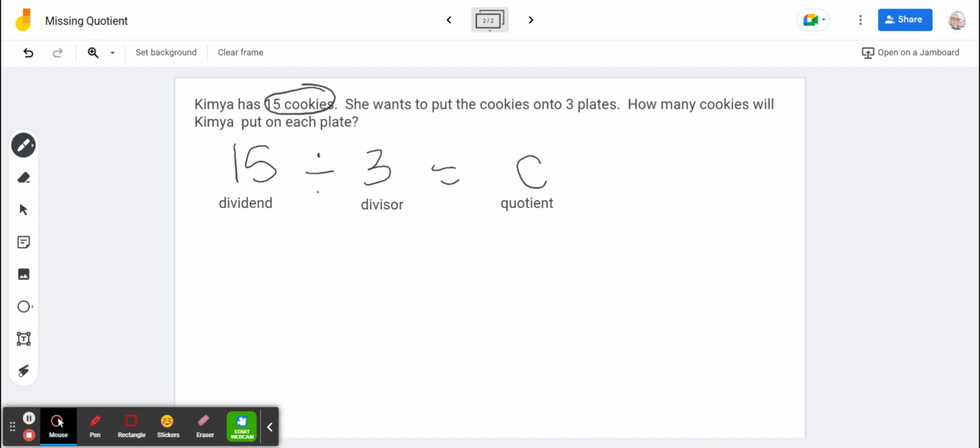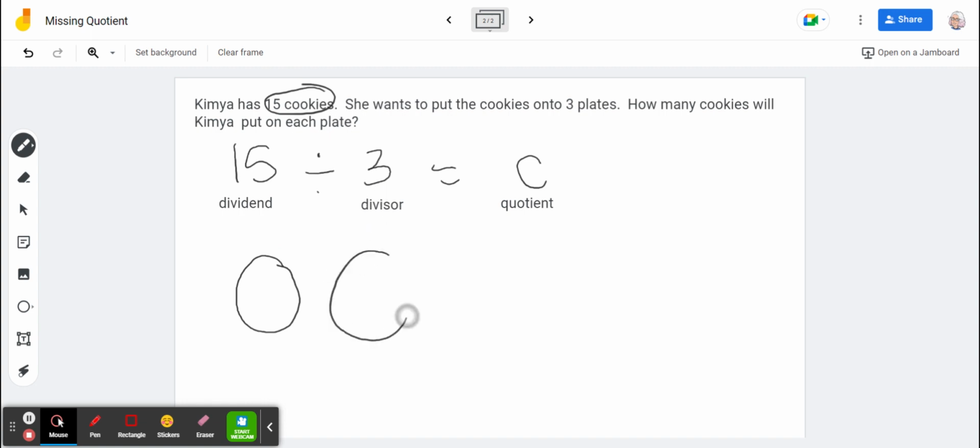Again, some kids are good at skip counting by threes at this time of the year. Some kids are not in third grade. So for this one, I'm going to draw pictures because some kids will get it really automatically. They'll go 3, 6, 9, 12, 15. Other kids will need the picture. So I'm going to draw the picture for this one.